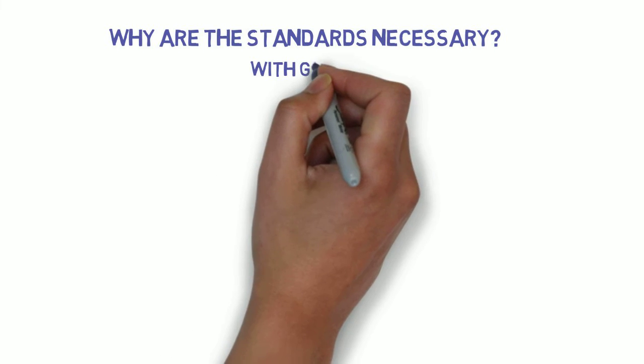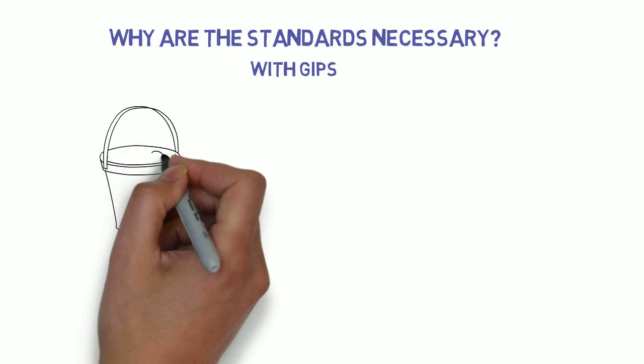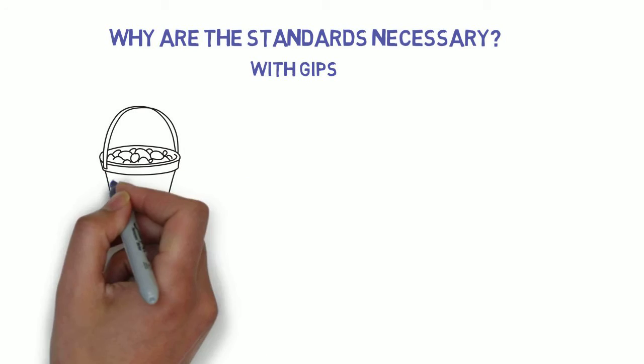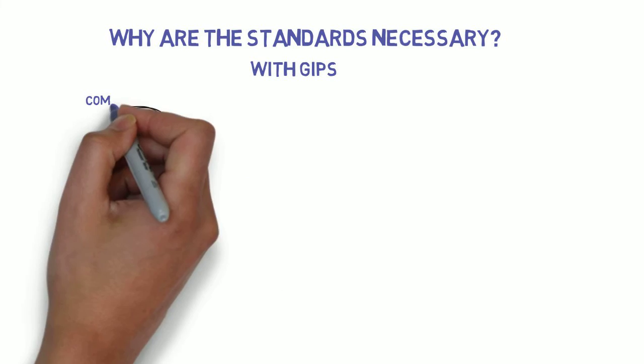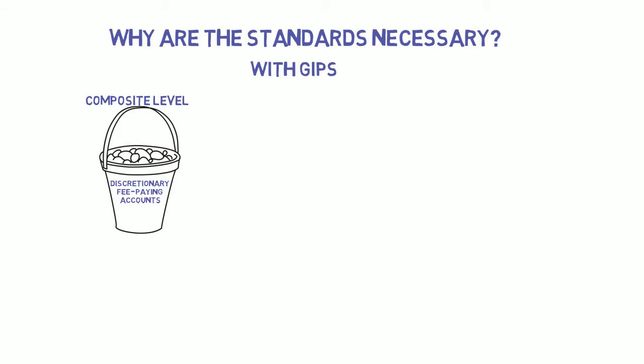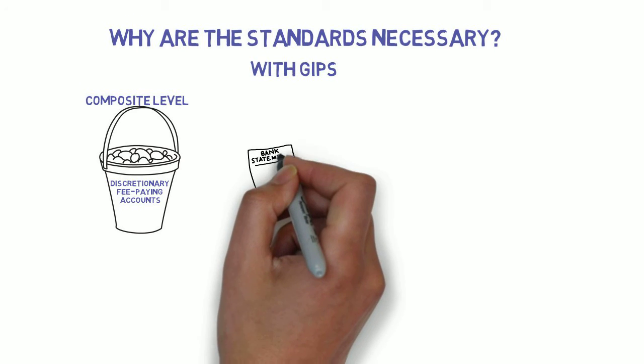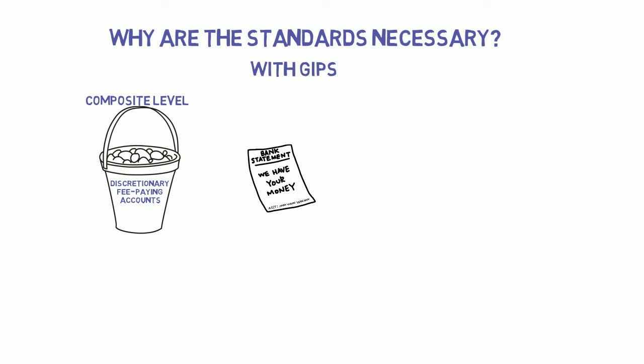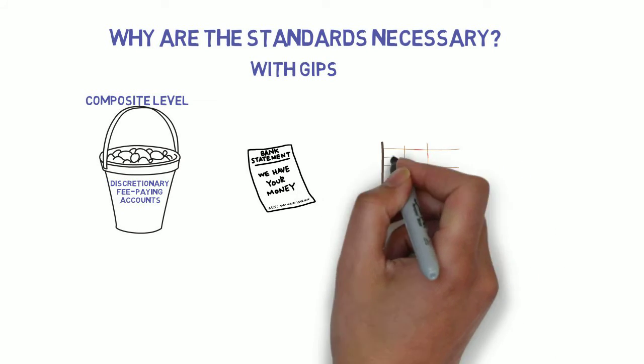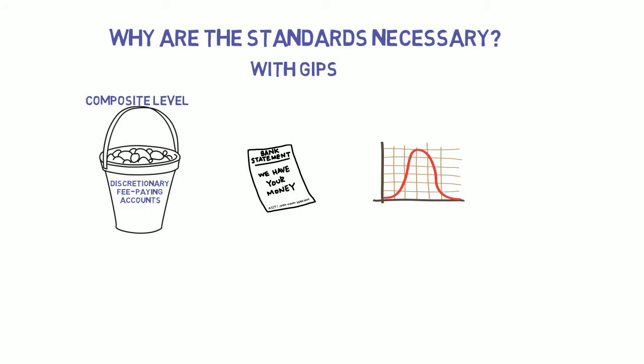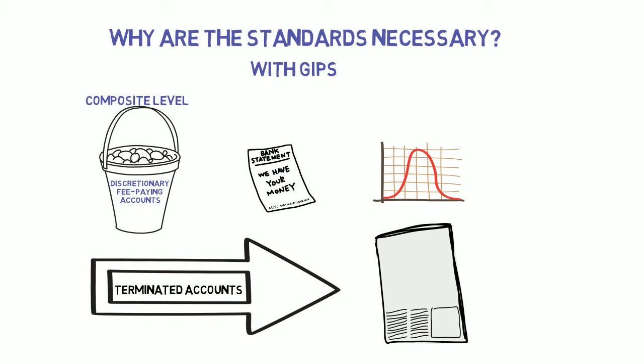Under GIPS, discretionary fee-paying accounts must be included in at least one composite based on the strategy they follow. Performance is then reported at the composite level, based on the aggregation of the accounts within the composite. Composites only include actual discretionary accounts, not models, and it is required to present each composite's performance statistics for each annual period. Finally, terminated accounts must also be included in the historical performance record.